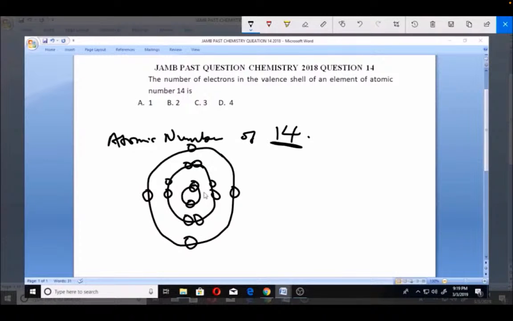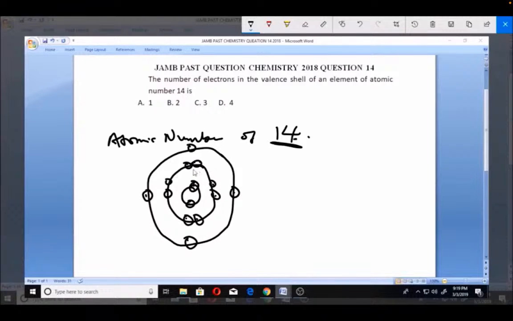So if you count the total number of electrons, it should be equal to the atomic number. So we have 1, 2, 3, 4, 5, 6, 7, 8, 9, 10, 11, 12, 13, 14. So we have 14. Do you see that? So it's not equal to this. But note that the inner shell must have only 2 electrons.